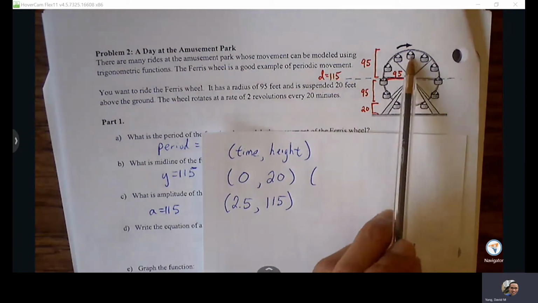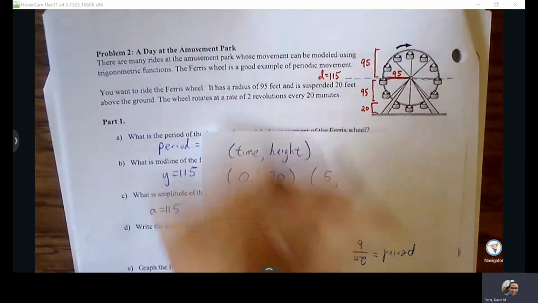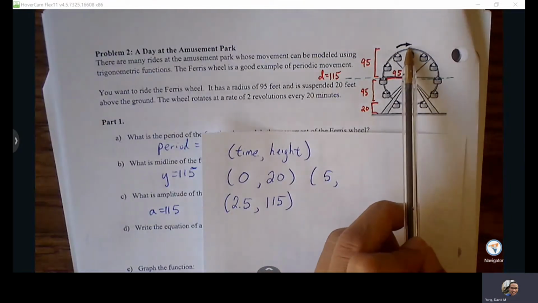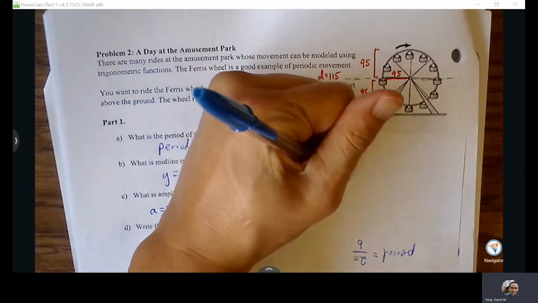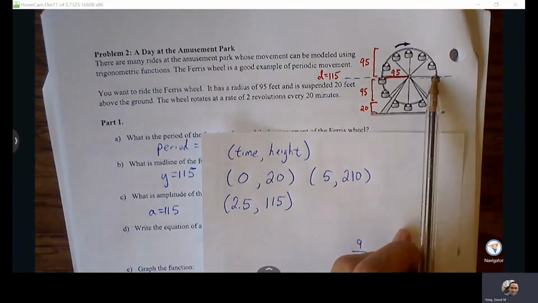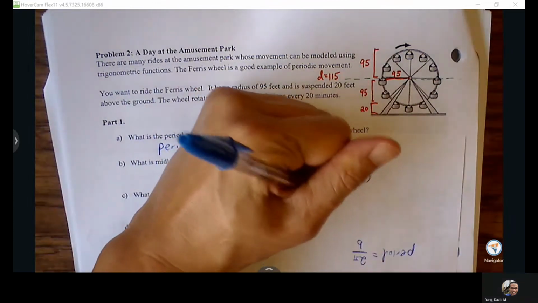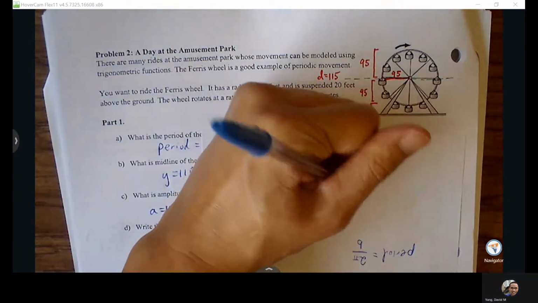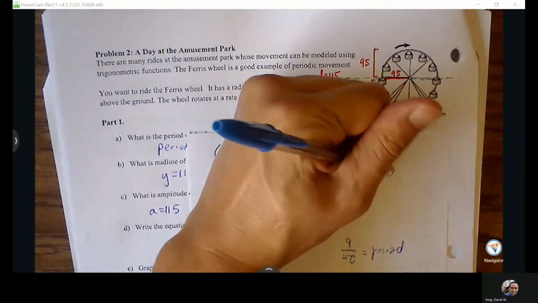Okay, now we're halfway through. Halfway through, how long will that be? 5 minutes. Okay, so 5 minutes, how high off the ground? 210, right? 95 plus 95 plus 20. Okay, so now we are 3/4 of the way. How long will it be before we reach this point? Okay, 7.5. And we're back at 115. And finally, 10 minutes, 20.